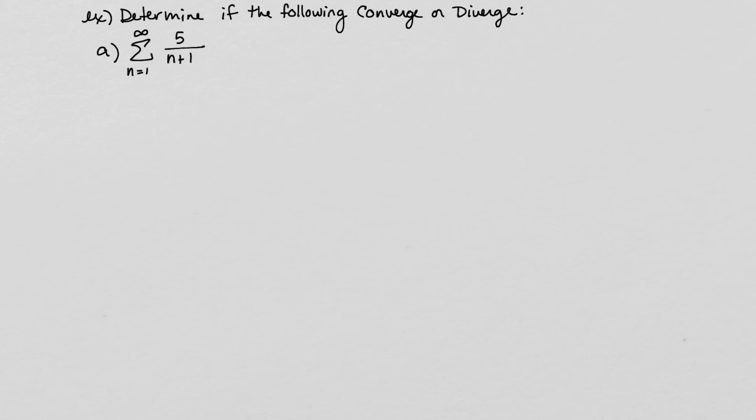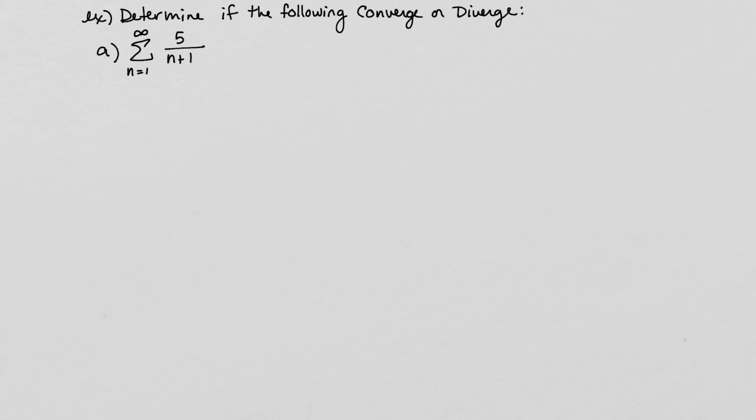Okay, so I look at this, and the first thing I do in my head when I'm doing series is first try to figure out, is it geometric or is it a p-series? Because those are very concrete, right? They have to look a certain way. So if I look at this, it's not geometric because I don't have stuff raised to the nth power, and it's not a p-series because I don't just have 5 over n. If I just had 5 over n, it could be a p-series, but I have 5 over n plus 1. So this is not either one of those.